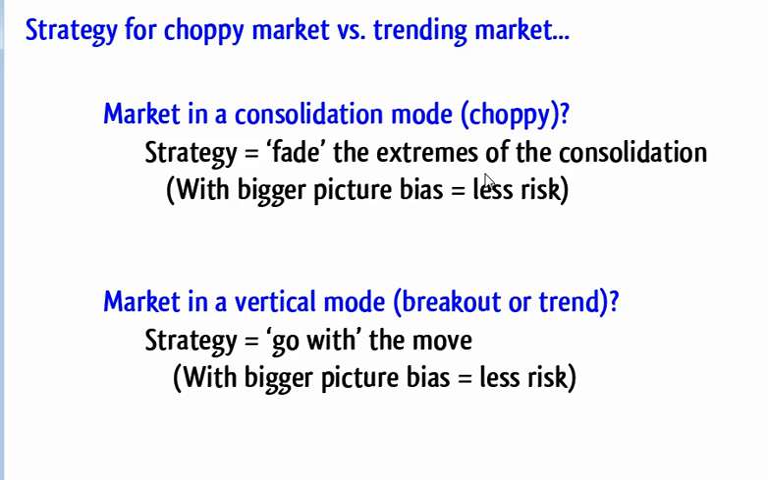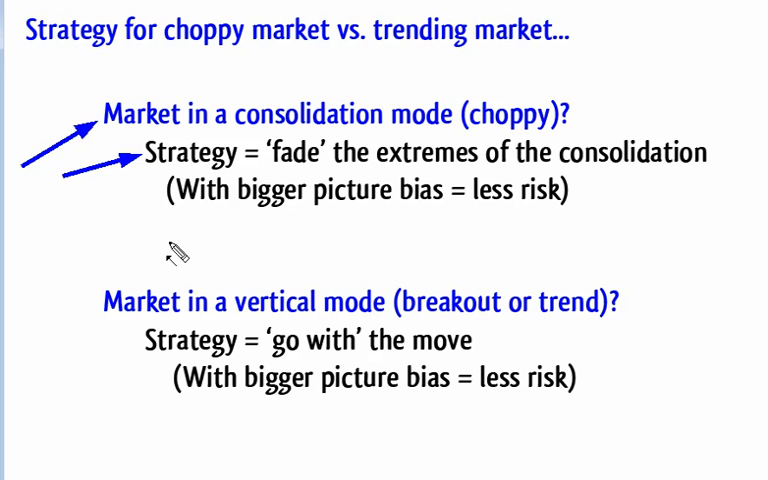Okay, so as a beginning point, when a market is in consolidation, or what people call a choppy market, the ideal strategy is to fade the extremes of the consolidation. In other words, to be a seller at the highs of the consolidation that you were able to identify, and to be a buyer at the lows of the consolidation that you were able to identify. Okay, and obviously if that's with the bigger picture bias, you have less risk.